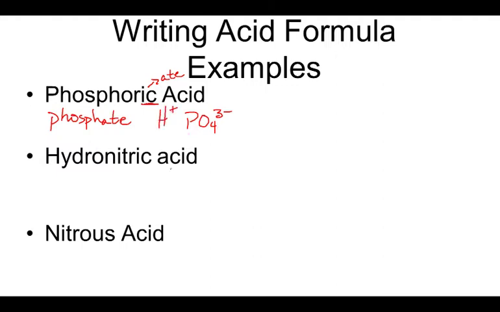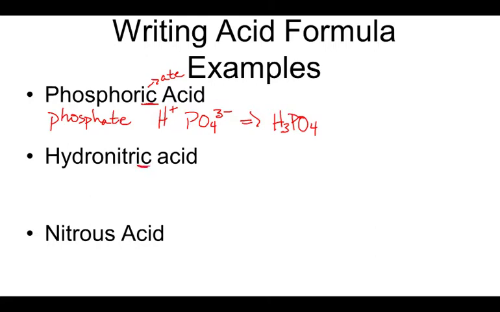Well, hydrogens have a +1 charge. We know they need to add up to 0, or we could do crisscross, so we know this guy turns into H3PO4. So that's phosphoric acid.